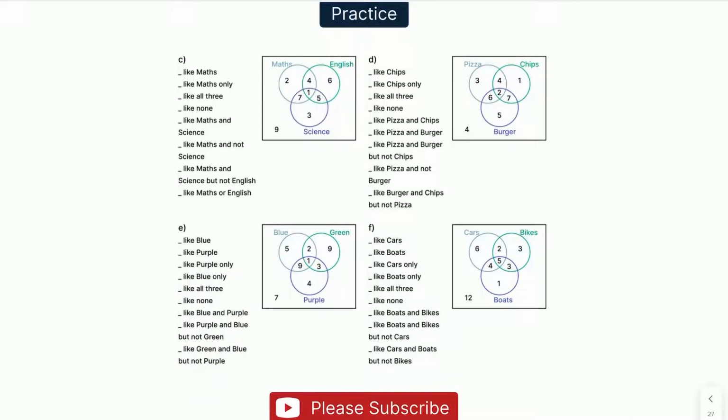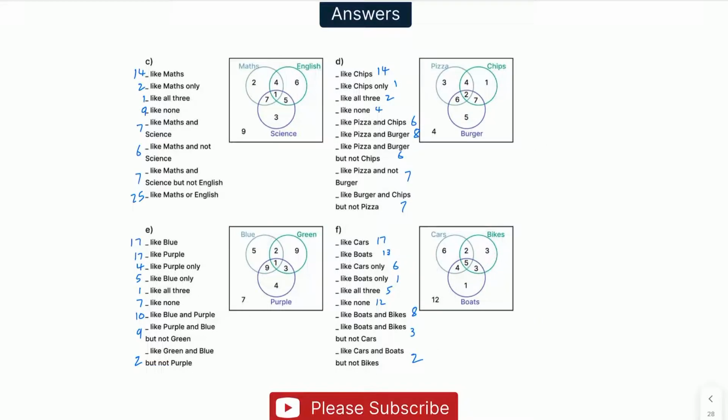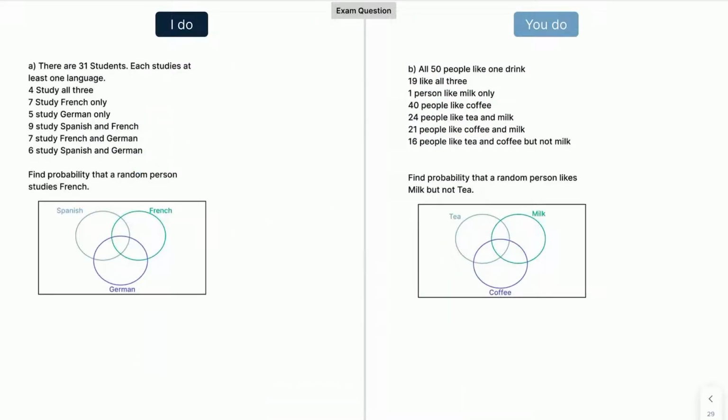Now here's some practice questions for you to have a go at. Press pause and have a go. When you're ready, press play for the answers. Here are the answers, mark your work. And now we're looking at some exam questions. So again, you can press pause and have a go at both of them yourself if you want before I go through it.